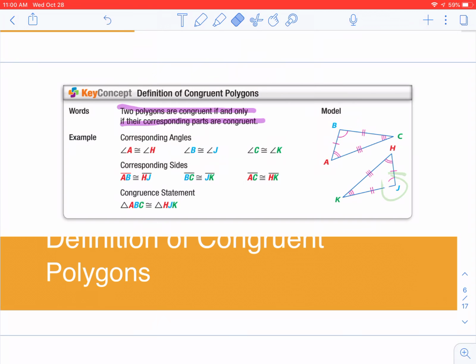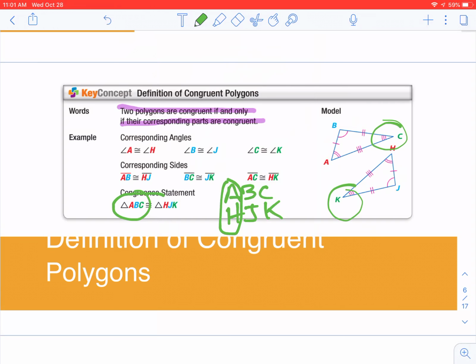what we're going to practice in a second is the right order. If I start out with ABC, I know that A goes with H, J goes with B, and K goes with C. So I have to put it in that order. What I like to do, which we'll talk about on the next slide too, is put them on top of each other like that. So I know that A and H go together, B and J go together, C and K go together.